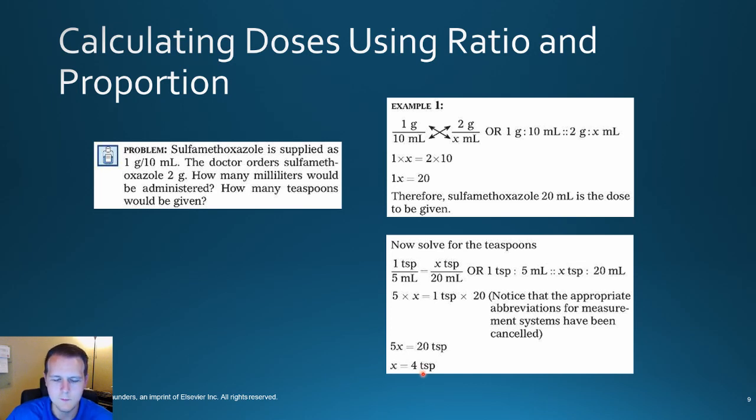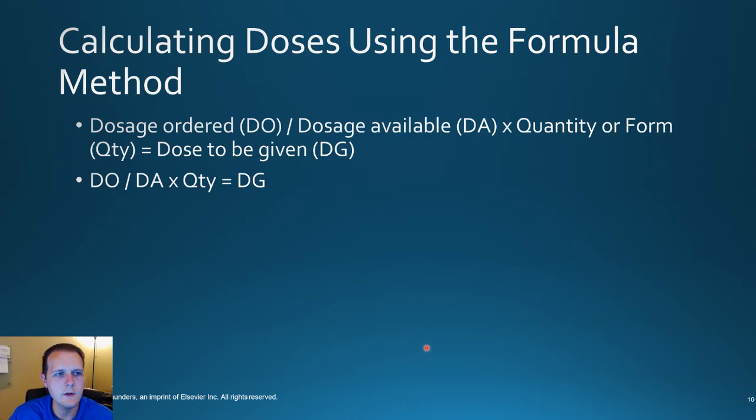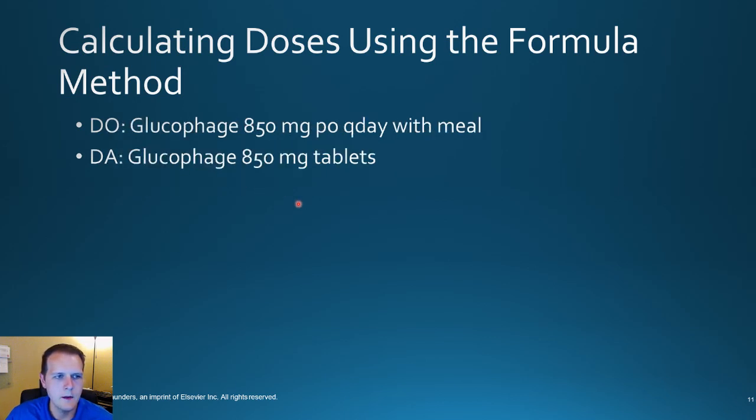Pretty straightforward. Another way we can do this is with the formula method, where we're going to rearrange this and automatically solve for the dose to be given. We take the dosage ordered divided by the dosage available times the quantity or the form, the DF here. As an abbreviation, it's DO over DA times the quantity equals the dose to be given. So let's do this again with our glucophage example. We have our 850 milligrams again we're giving and what we have available to us.